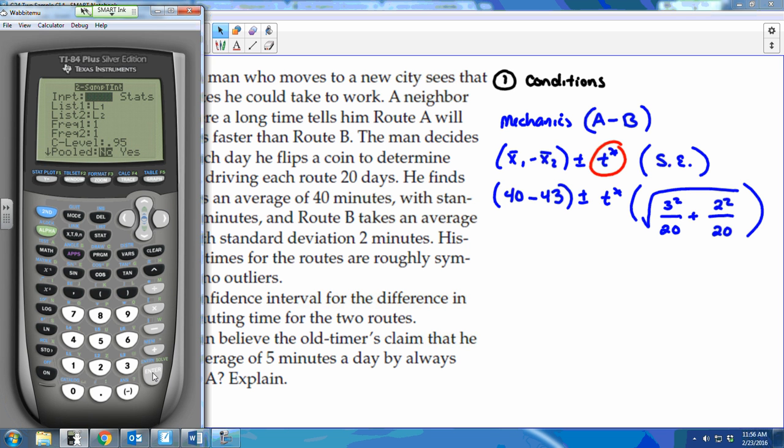So if your route A information was in list 1 and route B information was in list 2, you would do that. You would put your confidence level. We never pool anything for a confidence interval, so that's not a thing. Don't worry about it. But it'll calculate the entire interval based on just the two lists of data. You don't have to do anything.